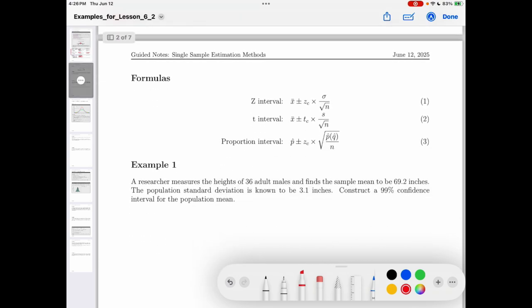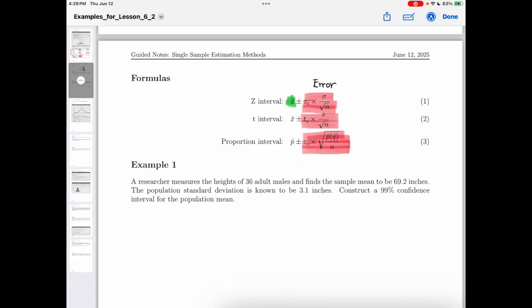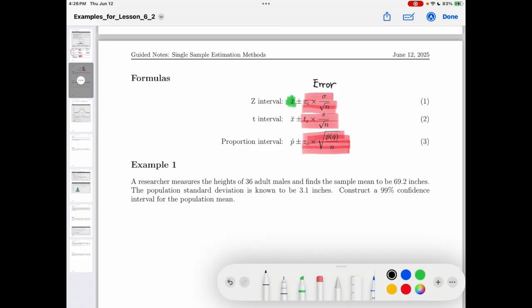Now, here's how we would calculate the confidence intervals by hand. This part that I'm highlighting in each of these statements, this is the error that you use to add and subtract to your point estimate. For a z interval, since we're trying to estimate a mean, we would use x bar, and then we would add and subtract the error. Here's the error. It's all of these highlighted expressions in this pink.